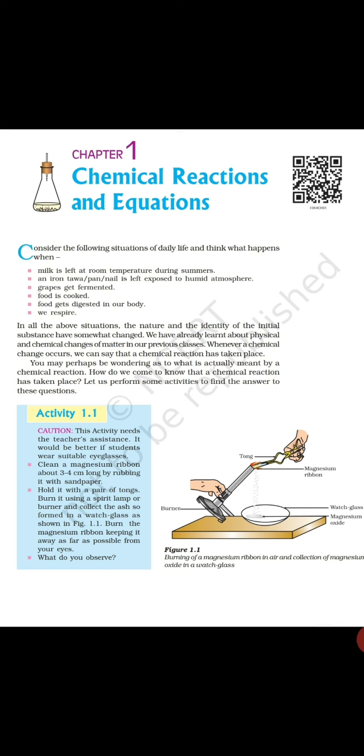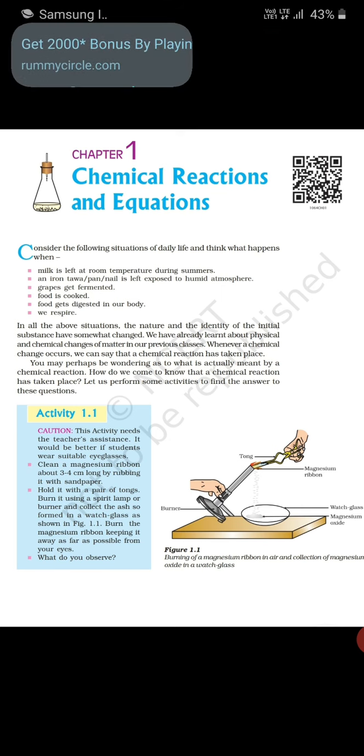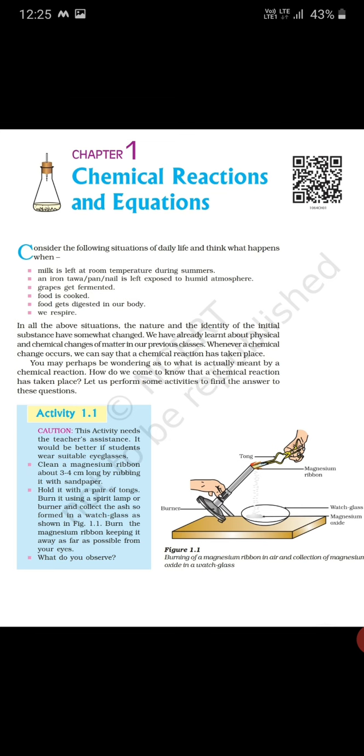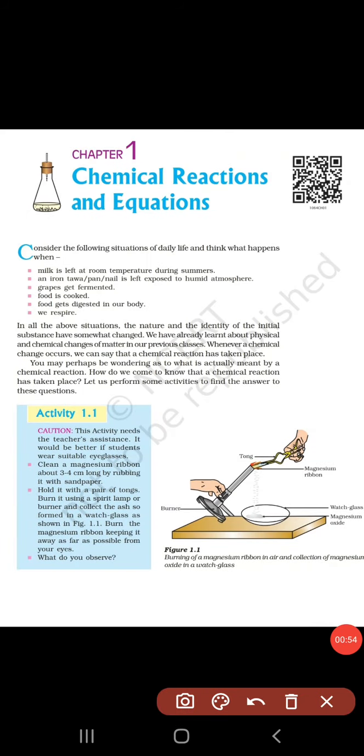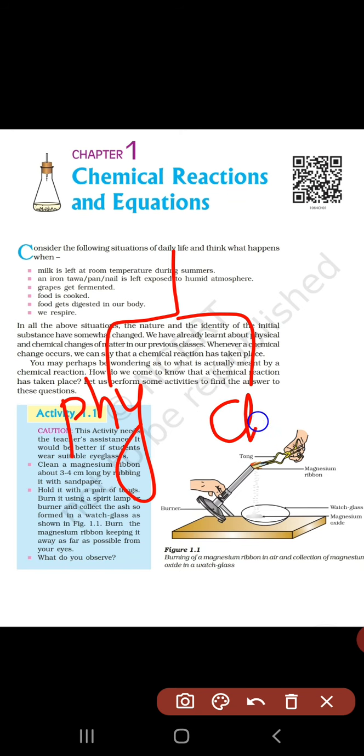Before starting this chapter, we know that we have already learned about changes in previous classes. There are two types of changes we already learned: physical change and chemical change.